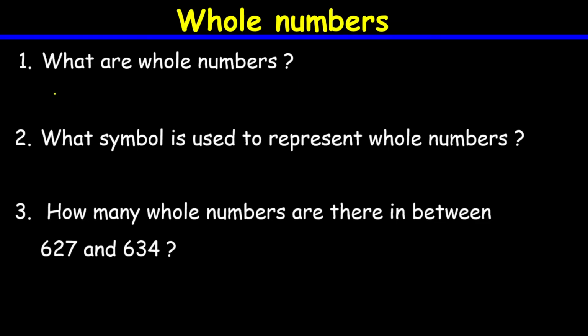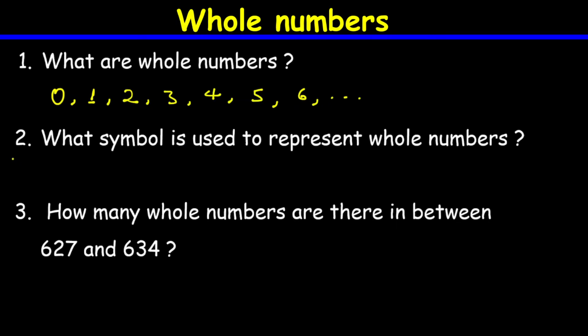Whole numbers are 0, 1, 2, 3, 4, 5, 6, and so on. It continues like this. It never ends. Whole numbers are infinite. The first and the smallest whole number is 0. But there is no last or greatest whole number. This is because whole numbers are infinite. Therefore, the answer to this question is 0, 1, 2, 3, 4, 5, 6, and so on.